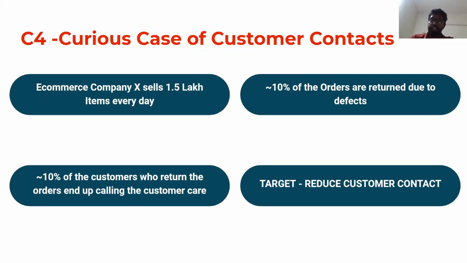So the target essentially would be to reduce customer contacts, right? Which basically means reducing customer escalations. Right. Now, this is essentially the business problem that we are going to be looking at. Right. And the next few steps will be to try and slice and dice the problem and then figure out what exactly to do.